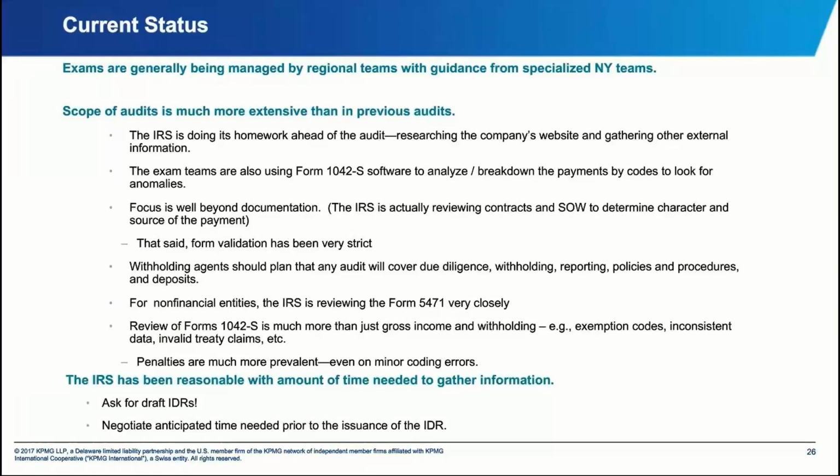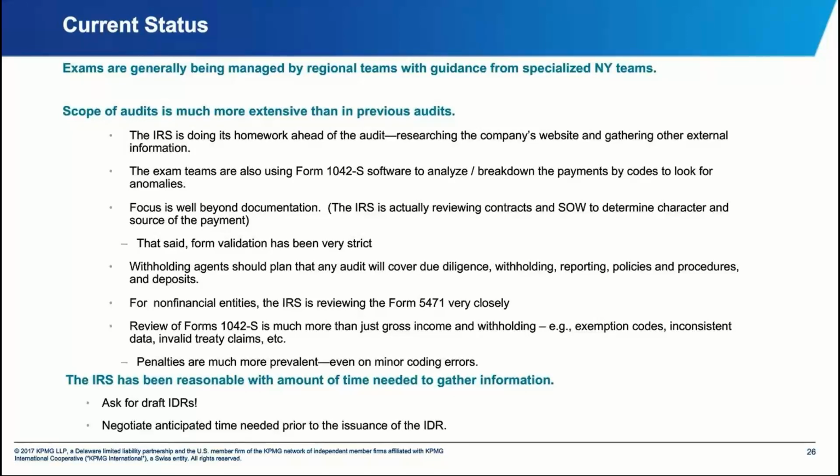Oftentimes, with the payments between related parties, there aren't physical payments. There's just offsets on the books and records between the group of companies. But for purposes of withholding and reporting, there's a deemed payment when those offsets were made, and there needed to be withholding or certainly tax documentation if there was a treaty benefit, and reporting.